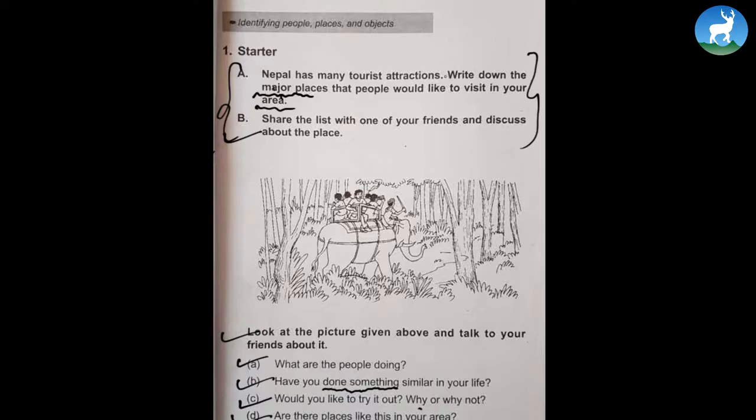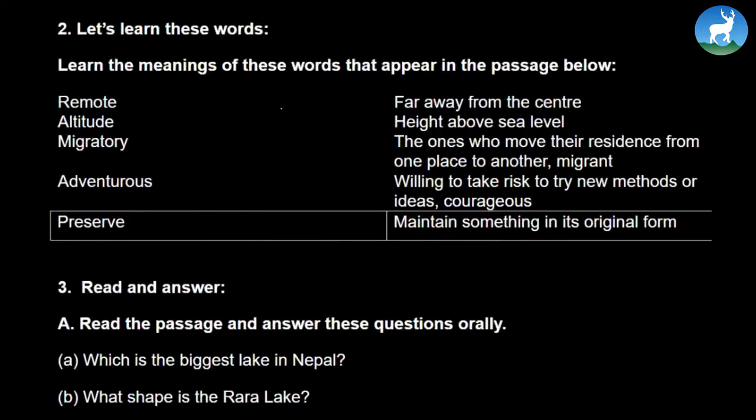So this is how we discuss these questions. These are all discussion questions. If you want, you can also write it down and share it with your friends. So let's move further. In a while, we'll be reading about Rara Lake. I'm sure we have all heard about this wonderful, beautiful lake, haven't we? But before that, look at these words here.